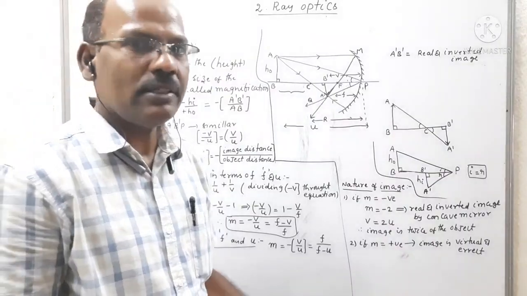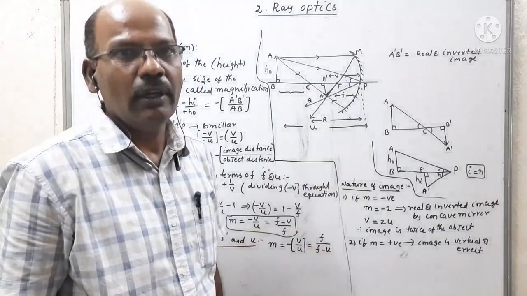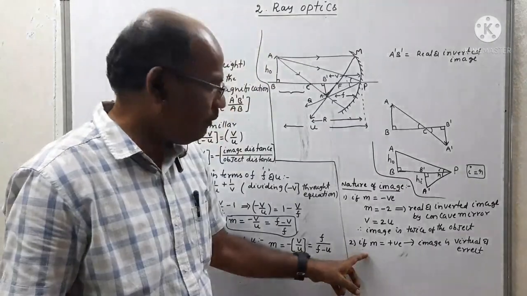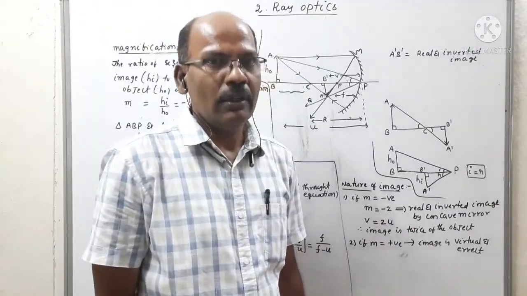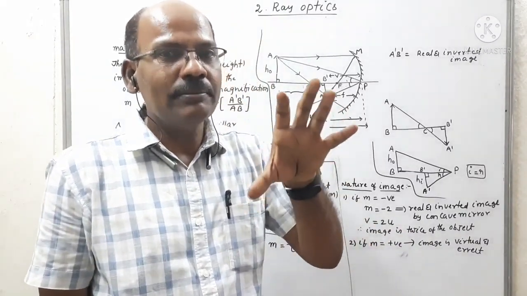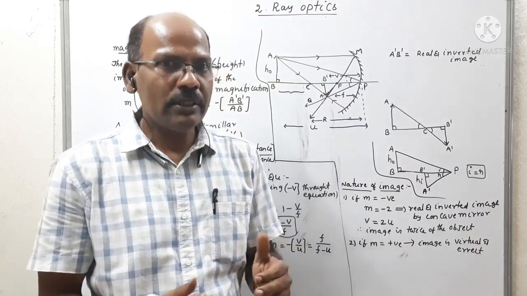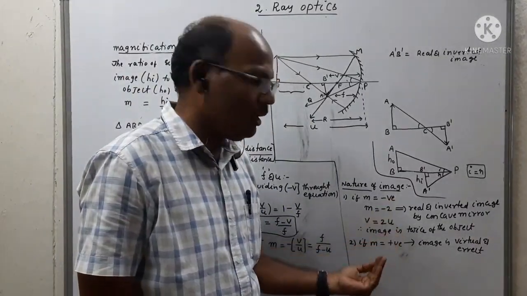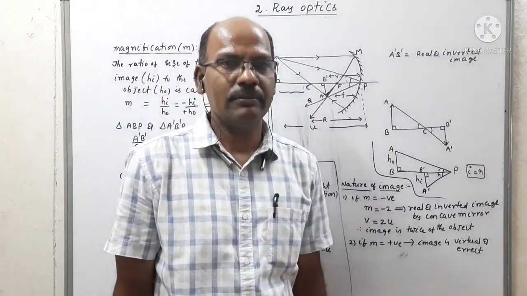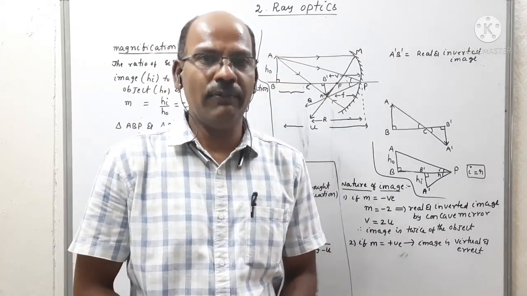Virtual and erect means the image is formed behind the mirror. So the concave mirror forms a virtual and erect image if the magnification is positive. If it is having value 3, then the size of the virtual image is 3 times the size of the object. So basing on the positive and negative values of magnification, we can clearly explain the nature of image. Okay? So this is the definition of magnification.